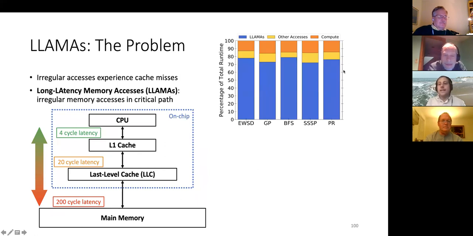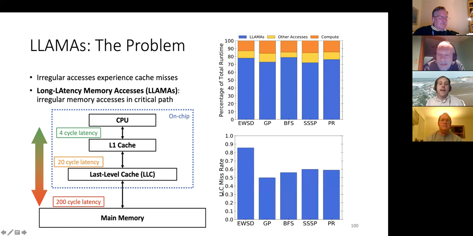We benchmarked a bunch of different applications: breadth first search, single source shortest path, PageRank, graph projections, and a sparse neural network, which is this EWSD. If you look at the total percentage of runtime, what we have lovingly called the llamas, which are the long latency memory accesses, take over 70% of the execution time of these entire applications. That's because of this latency. If you look at the miss rates these llamas have, it's about 50%. So every single time you update your neighbor, about half the time you're missing in your last level cache, which causes a 200 cycle latency. That's why these applications are so hard to accelerate on modern architectures.